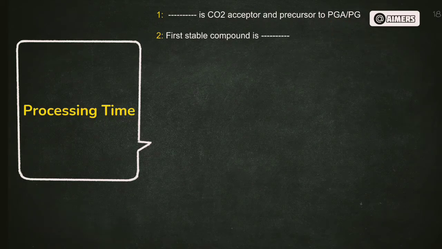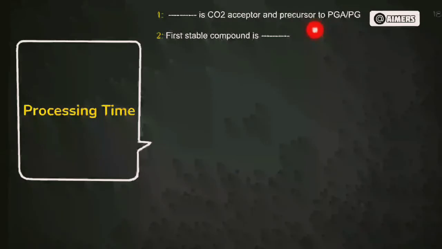The second question is, what is the first stable compound formed in the Calvin cycle? Do remember that the first stable compound formed in the Calvin cycle is this phosphoglyceric acid or 3-phosphoglycerate, while the product is glyceraldehyde 3-phosphate. This is the most important MCQ. Calvin cycle is called the C3 pathway due to phosphoglyceric acid. Calvin cycle produces the product glyceraldehyde 3-phosphate. Got it? The next is net gain of Calvin cycle. So net gain of Calvin cycle is 1 molecule of G3P.